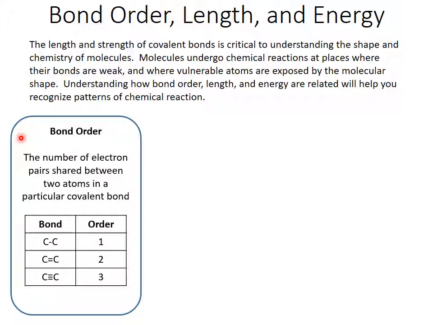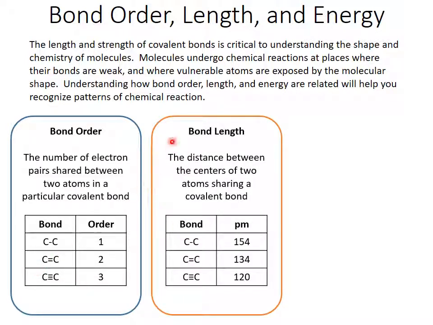So some definitions. Bond order. This is the number of electron pairs shared between two atoms in a particular covalent bond. So looking at a carbon-carbon single, double, and triple bond, the order goes 1, 2, 3. All you need to do is count the number of lines we've used to represent the bond. Each of those lines represents a pair of electrons being shared by the two atoms.